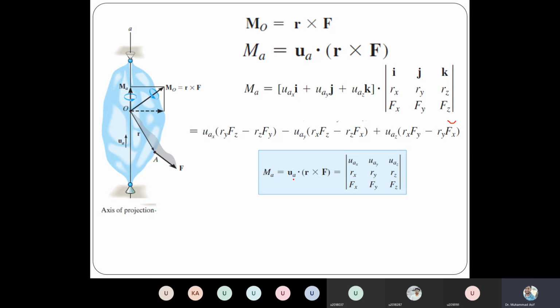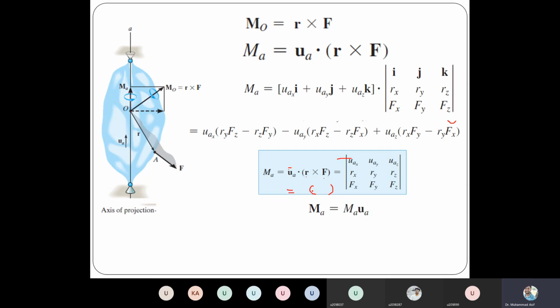Instead of using this method, if you want to calculate UA dot R cross F, first write down the three components of the first vector, then the three components of the second vector, then the three components of the third vector, and then you simplify, using that matrix method. So finally this will give you some scalar value.